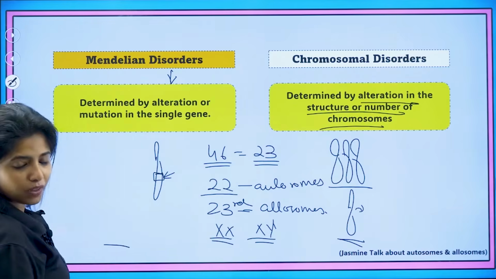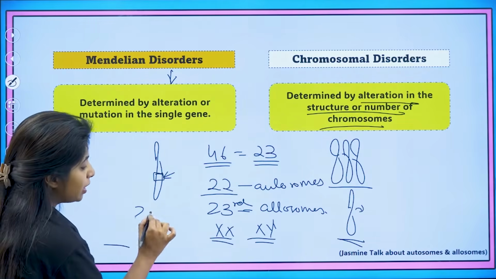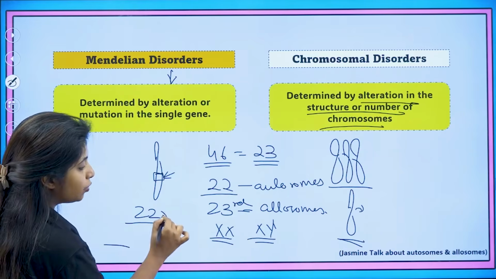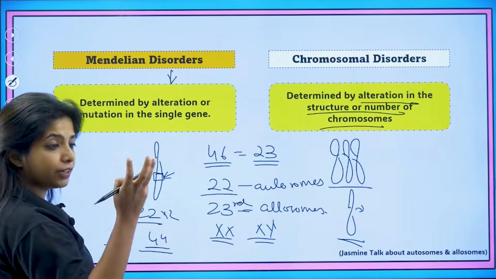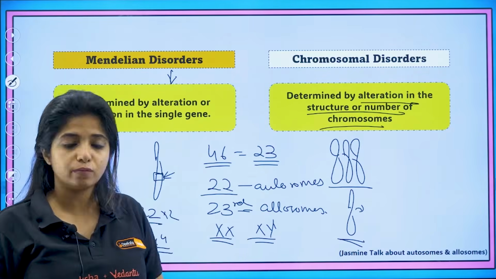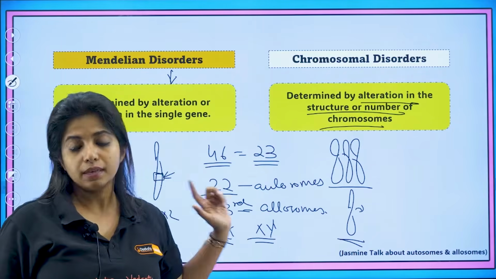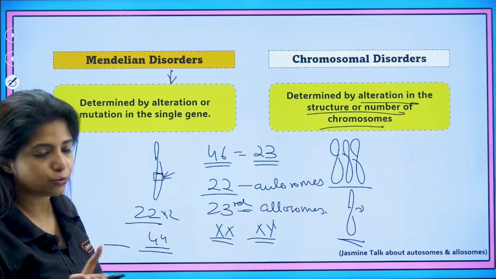So if you are asked how many autosomes are there, we say 22 pairs of autosomes, or 22 into 2, that's 44 autosomes in total. The 45th and 46th chromosomes are sex chromosomes. They can be either XX or XY. Okay, they are also known as allosomes.